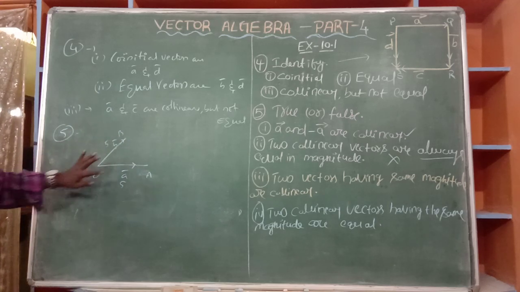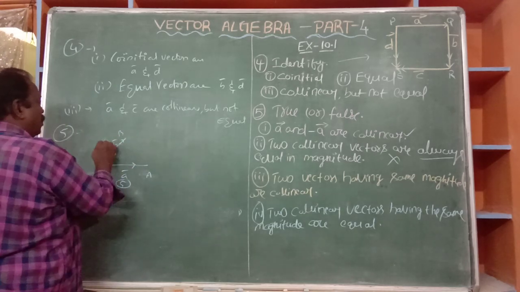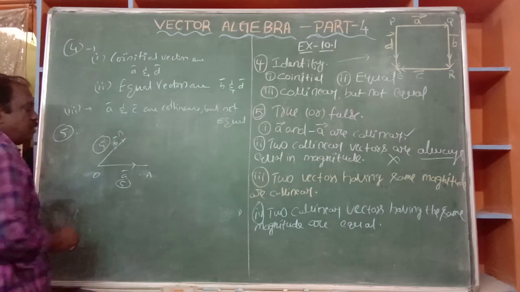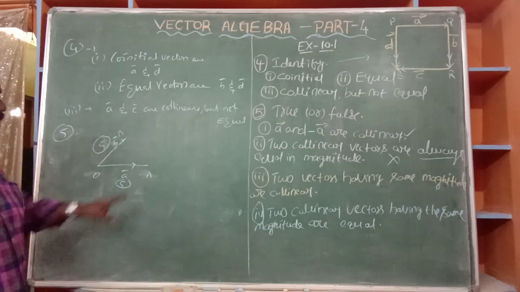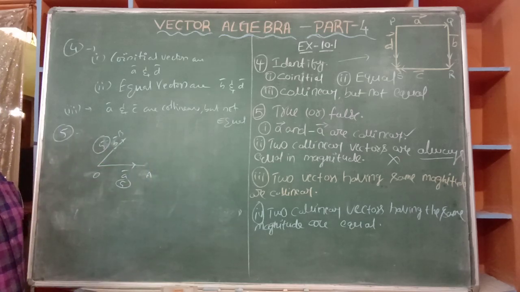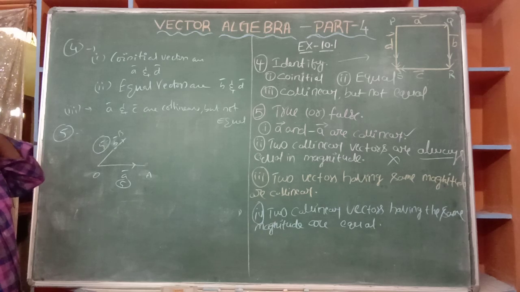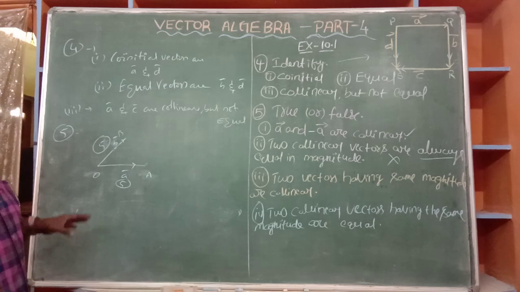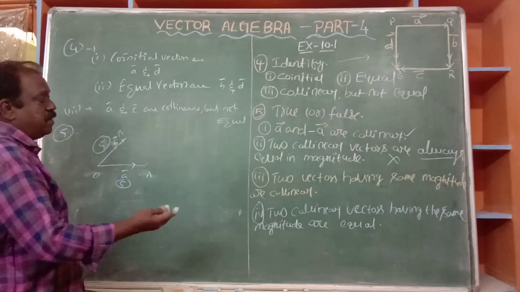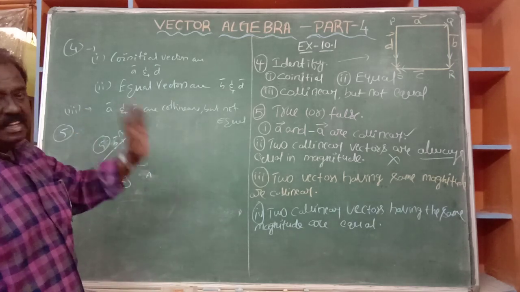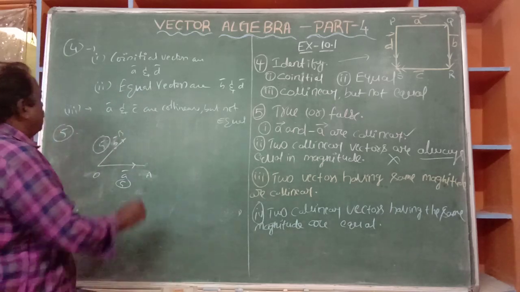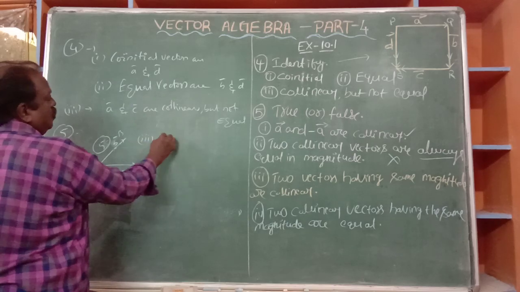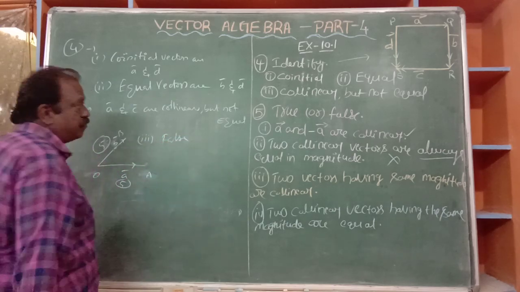But the magnitudes are equal. It is 5 units, it is also 5 units. The length is the same, but the vectors' directions are different. So, two vectors having the same magnitude are collinear? No, wrong. Need not be. Sometimes maybe, but always it is not correct. So the third one also is false.